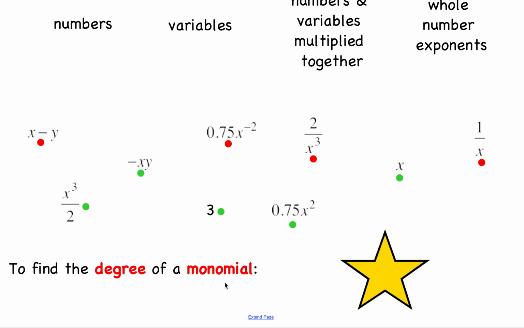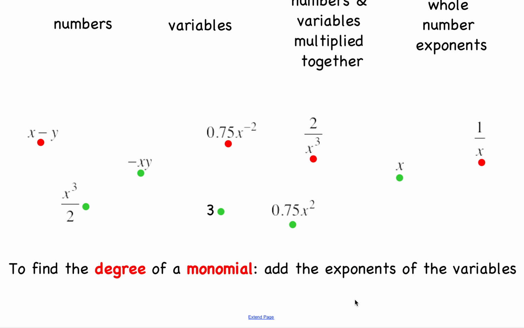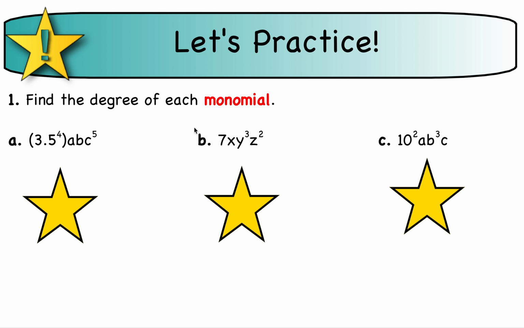To find the degree of a monomial, all we're going to do is add the exponents of the variables. So this one would have degree 2. This one right here would have degree 2. We would add them together. This would be degree 3. Let's take a look at some more examples.